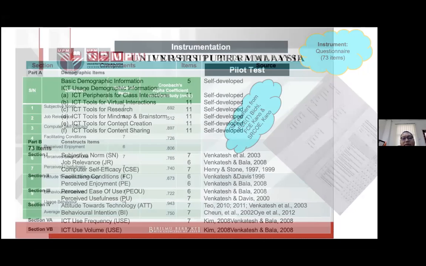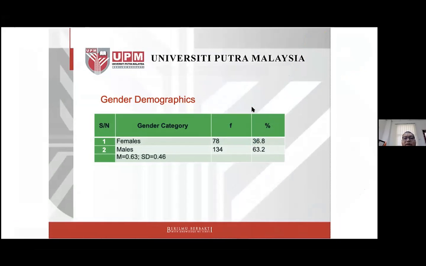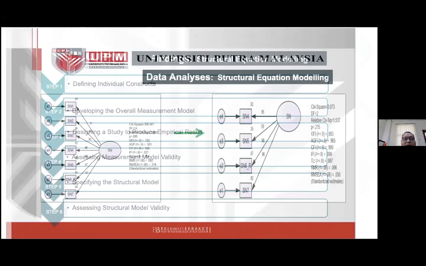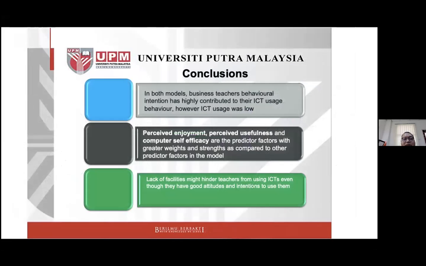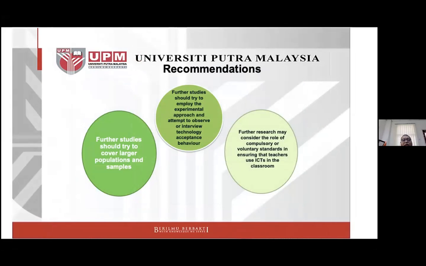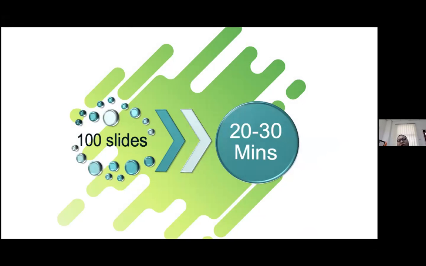Okay, and this one is the pilot test. So you need to mention the pilot test: how many were involved in the pilot test, and also this is the output. And because he is doing structural equation modelling, so these are the steps. These are the output of the studies. Okay, and these are the conclusion, and this is the implication. And these are the recommendations and so on. Okay, this one is the list of publications published from his research. So for the Viva, he already has 5 published papers.